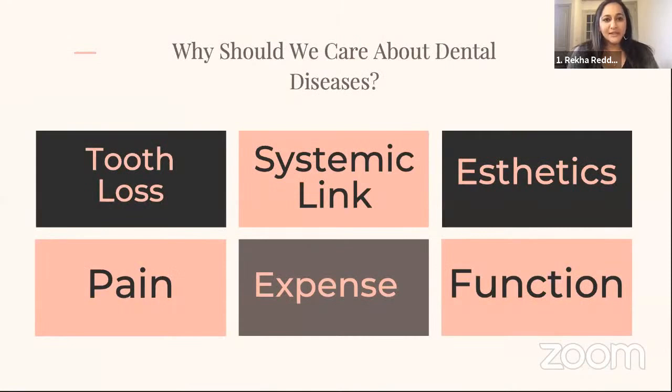So we've talked a lot about the different types of dental diseases. And so why should we care about these different dental diseases? Tooth loss is a really important reason why, like I said before, there's no reason nowadays that we can't go from the time we get our adult teeth in to the time we leave to keep our teeth, or at least most of our teeth if we can.